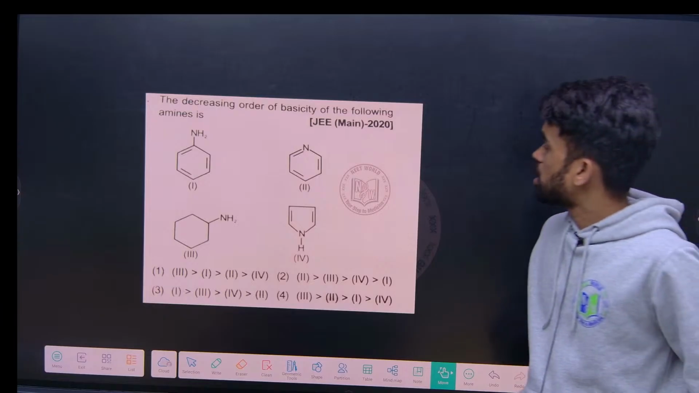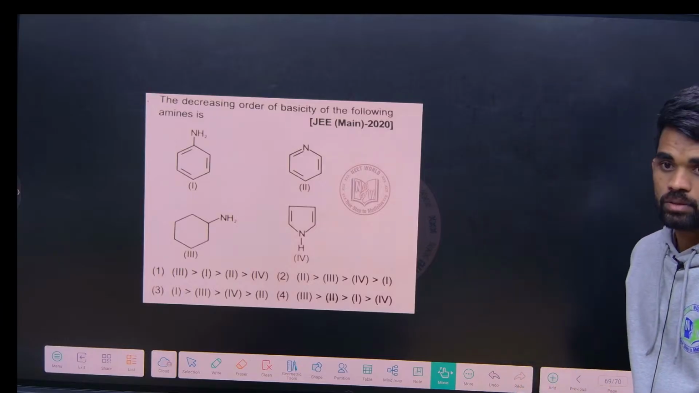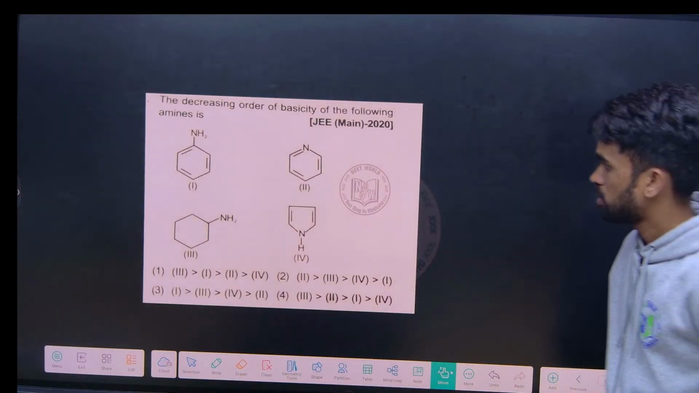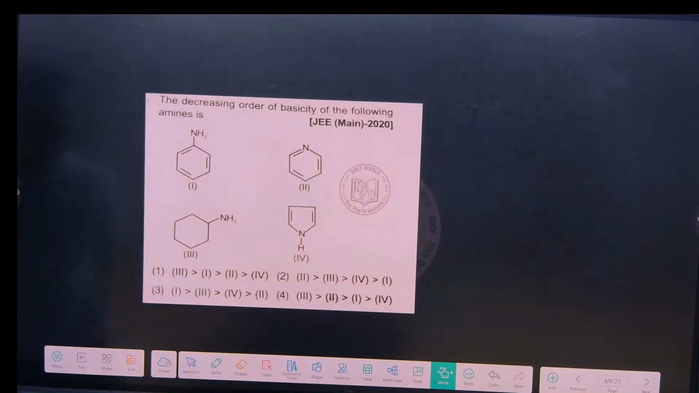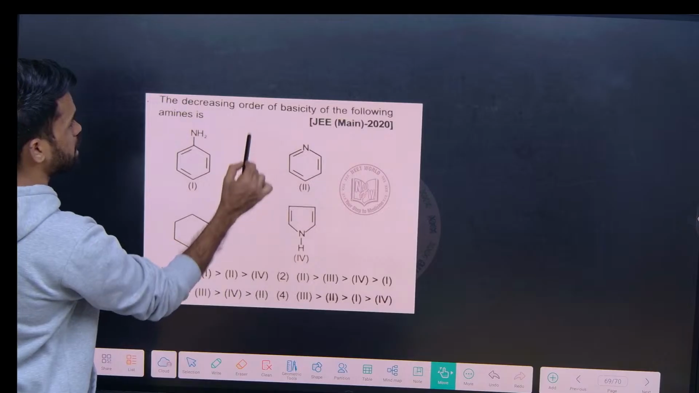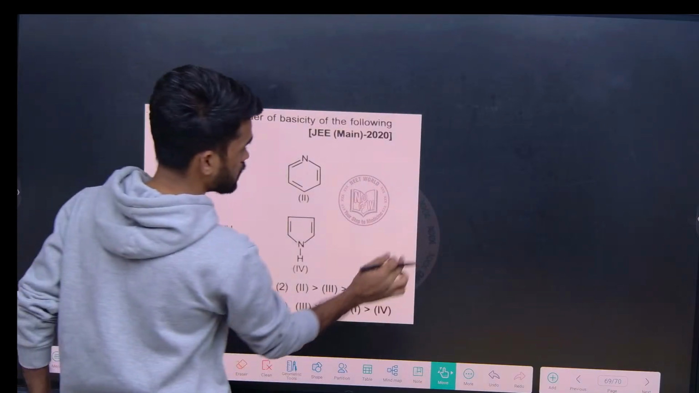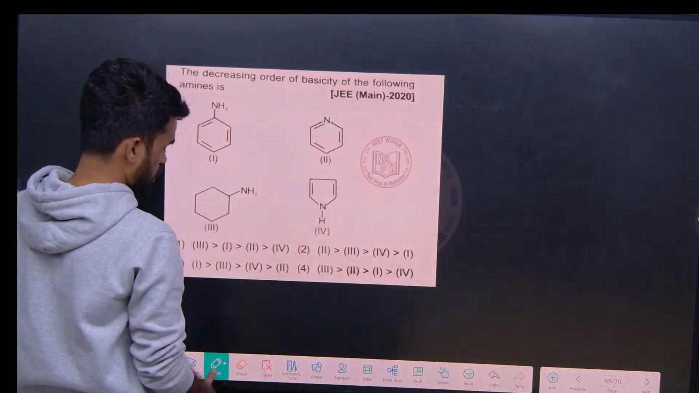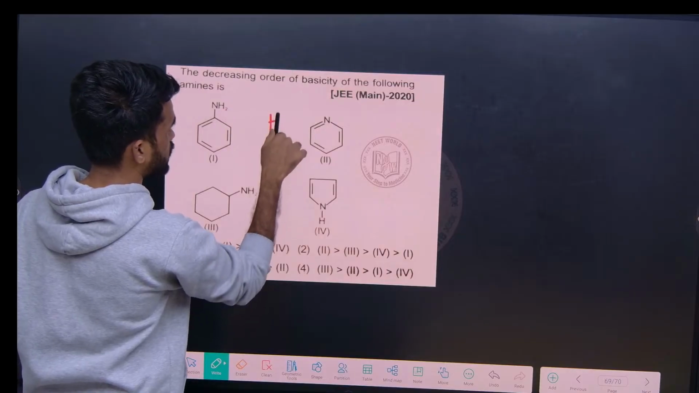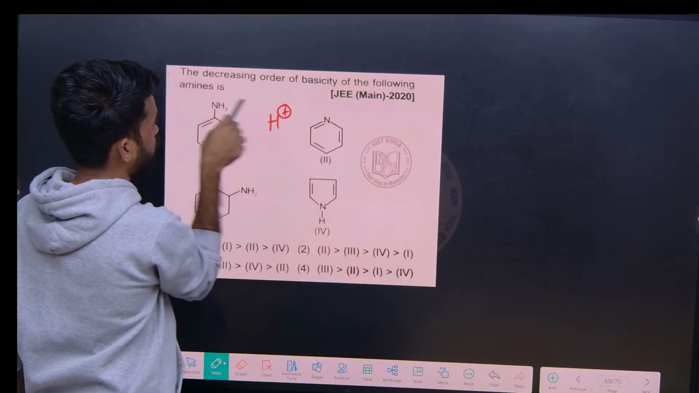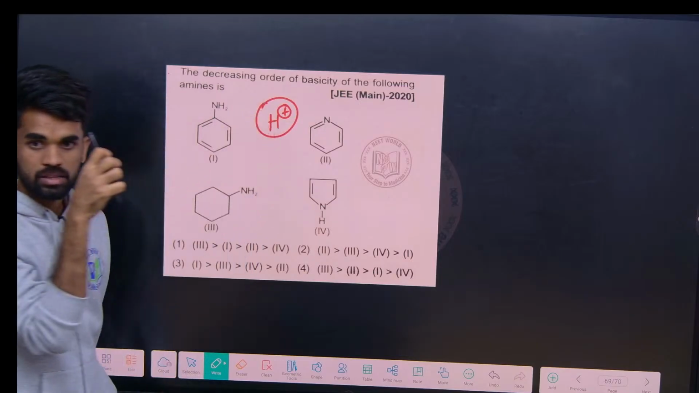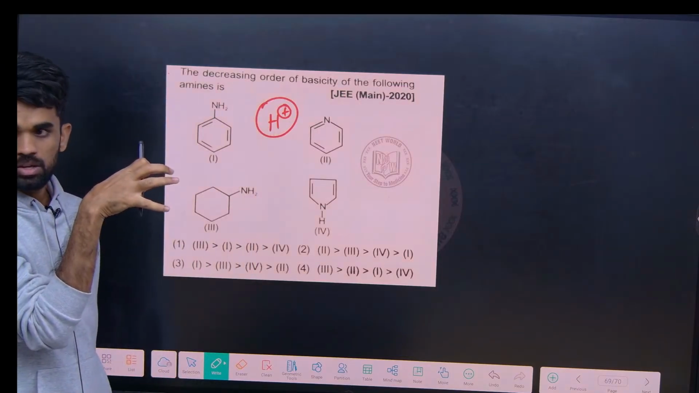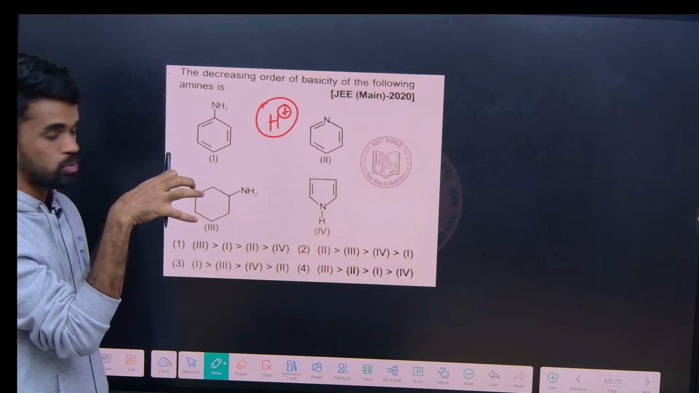The decreasing order of basicity of the following amines is, which is the more basic amine? What to do? Basic nature means taking an H plus ion. Just imagine that this proton, basic nature means you take an H plus ion, which of these 4 compounds abstracts this proton very easily? That is more basic.